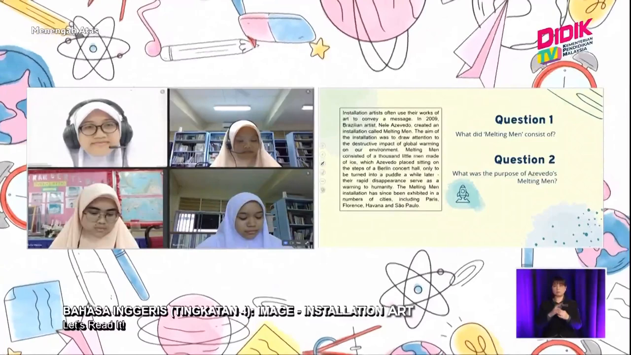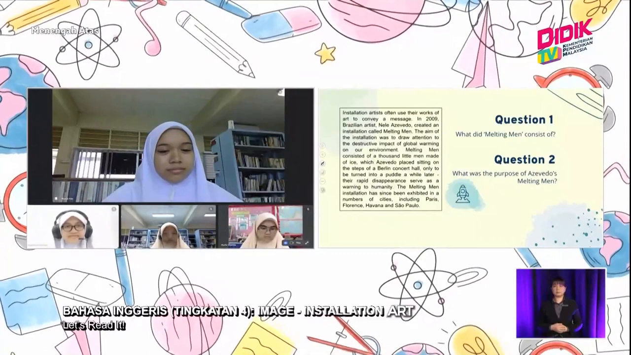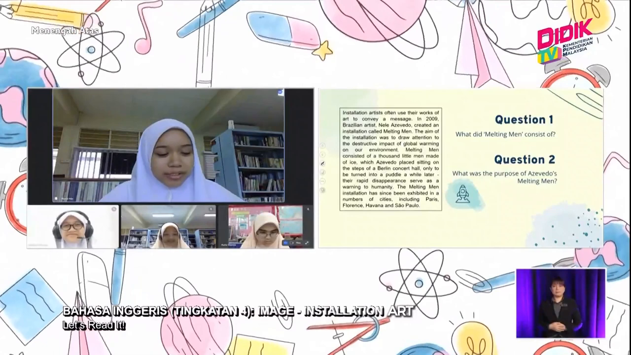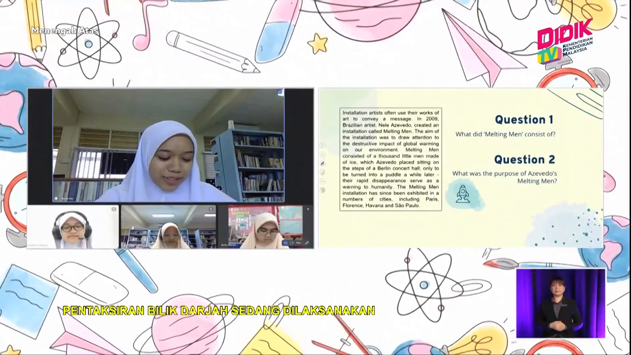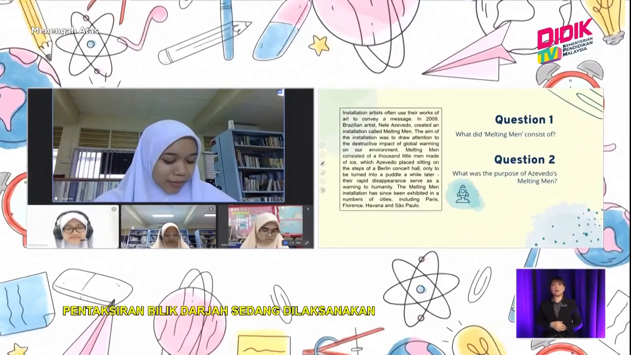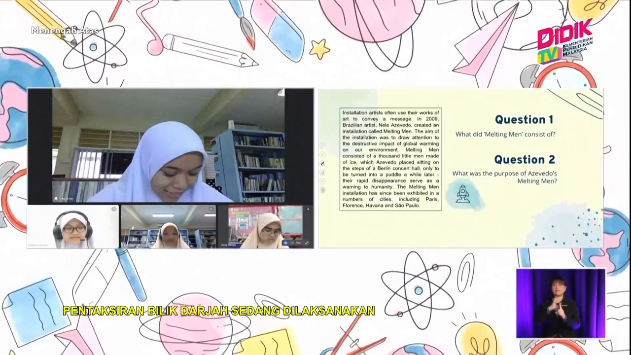If anyone else has the answer, you can raise your hand as well. For number one, Melting Man consists of 1,000 little men made of ice. And for number two, the purpose of Azevedo's Melting Man is to raise awareness of the destructive impact of global warming on our environment. Okay, so where did you find the answer? Can you help the others?